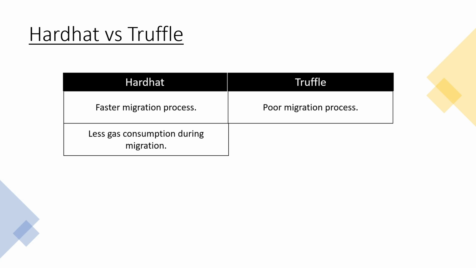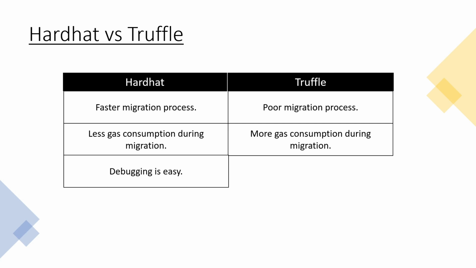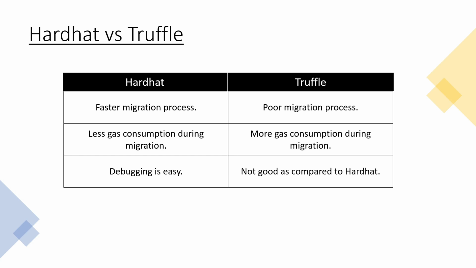Second, less gas consumption during migration. While if we talk about Truffle, the gas consumption in Truffle is very high. So first of all, the migration is slow, very poor in Truffle. And second, the gas consumption during the migration part is very high when it comes to Truffle. The third thing is that Hardhat provides you easy debugging, while in Truffle there is no such thing as debugging.